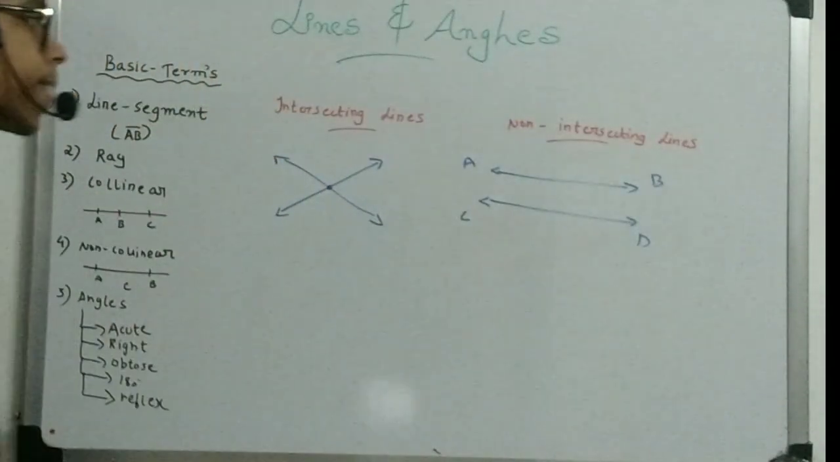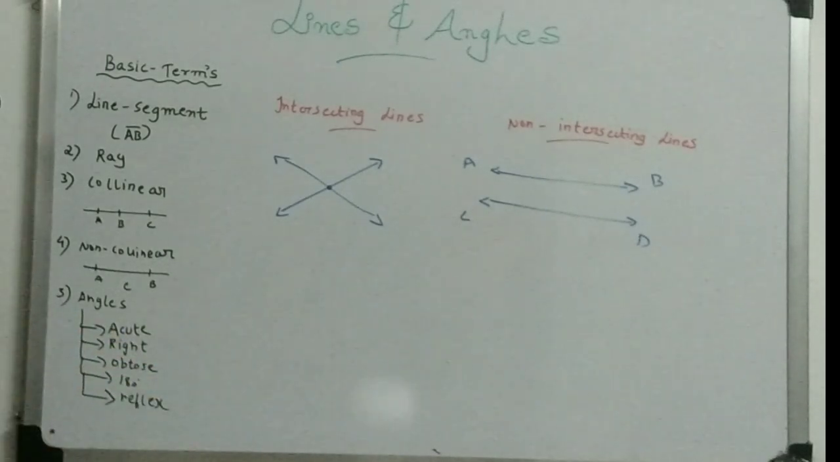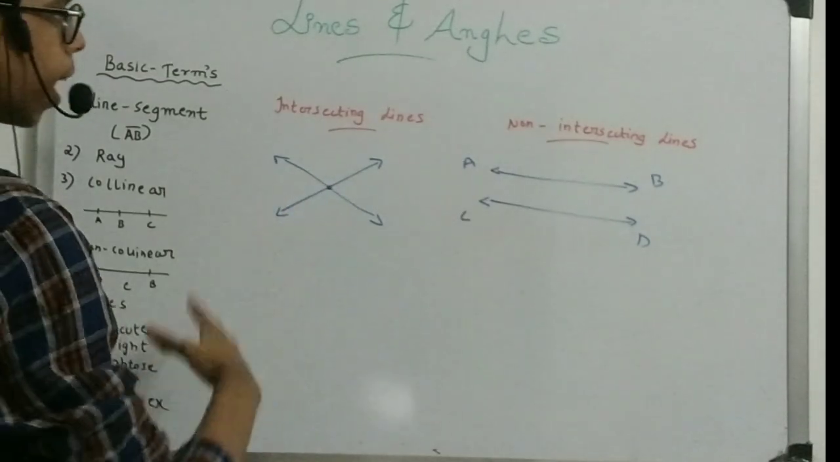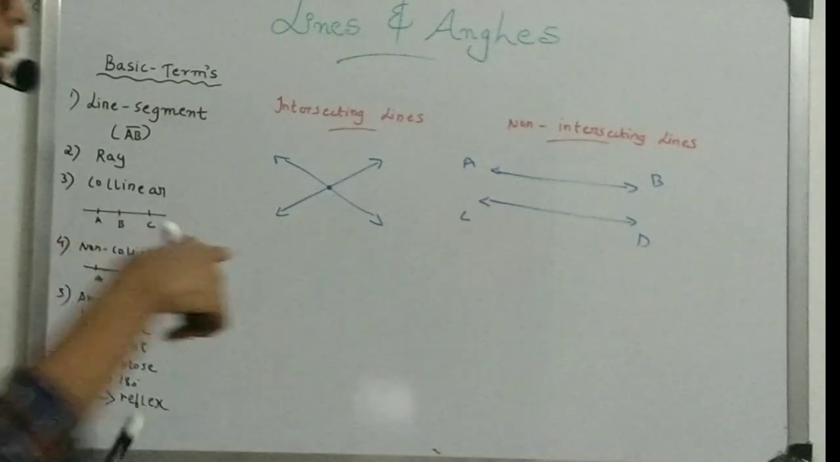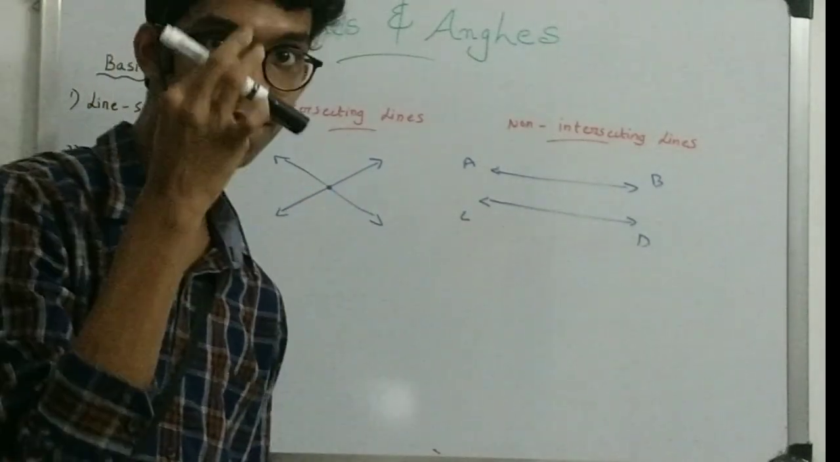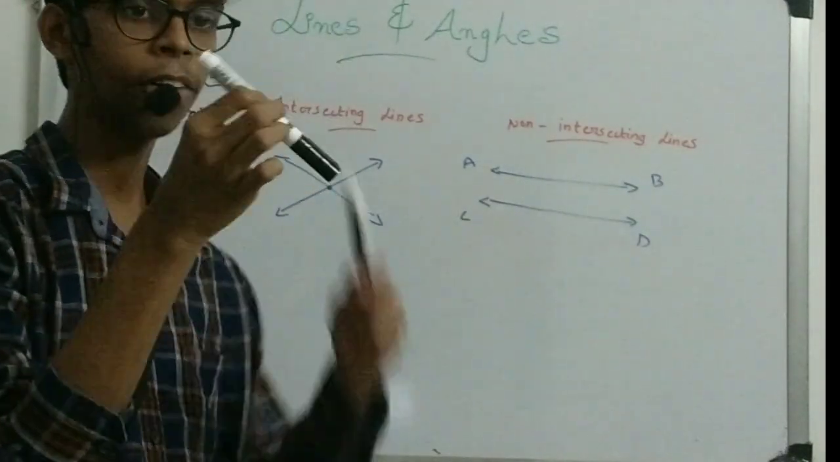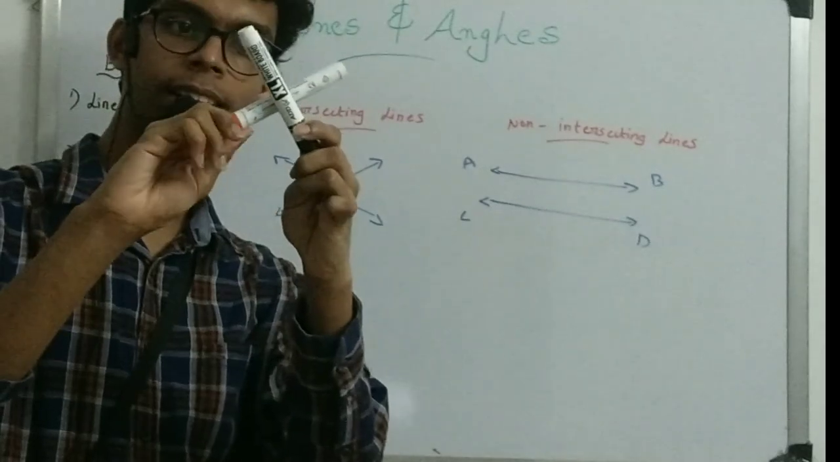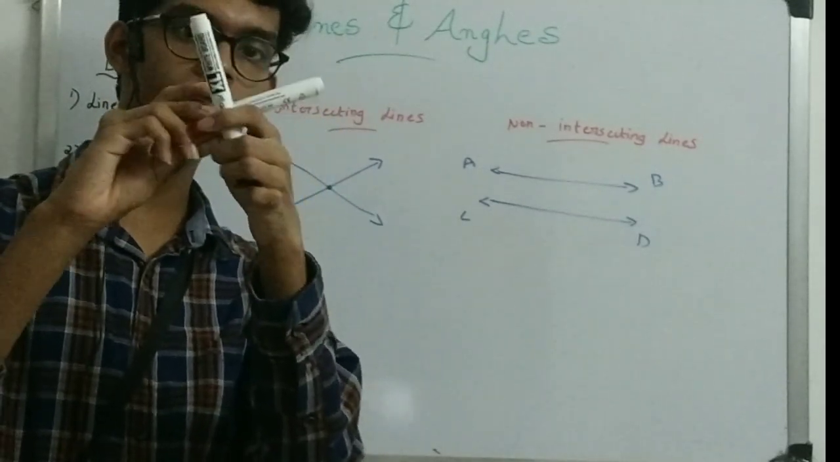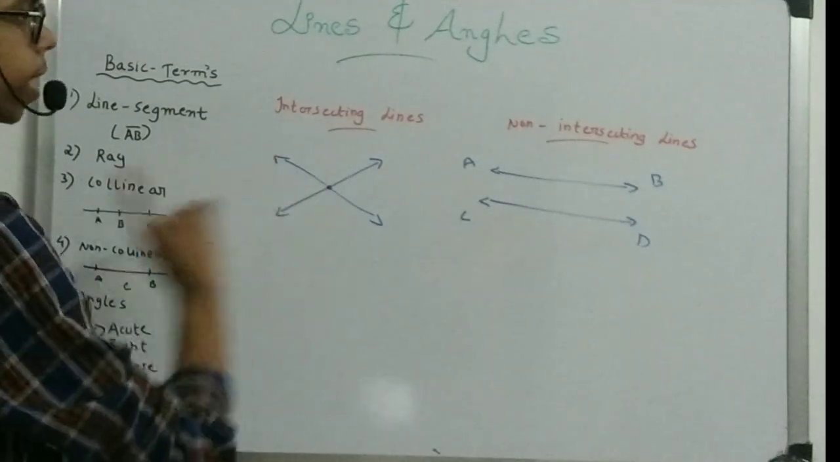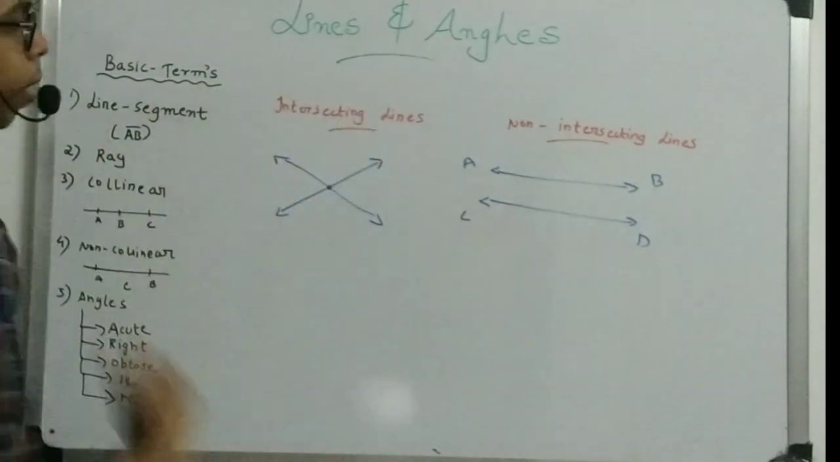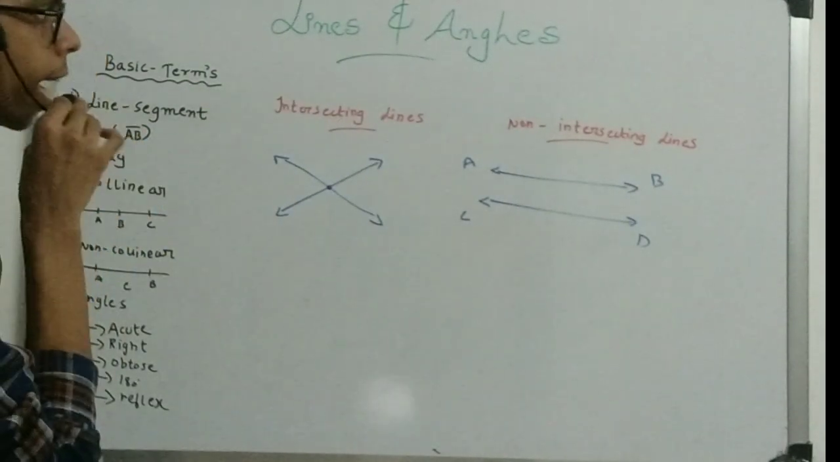Okay. So now let's learn about intersecting and non-intersecting lines. We know what we mean by intersecting lines. Intersecting lines means two lines meet at a common point. For example, if you consider this pen as a line, and I am crossing it like this, these two lines have a common point of intersection. If they meet at a common point, we call them intersecting lines.